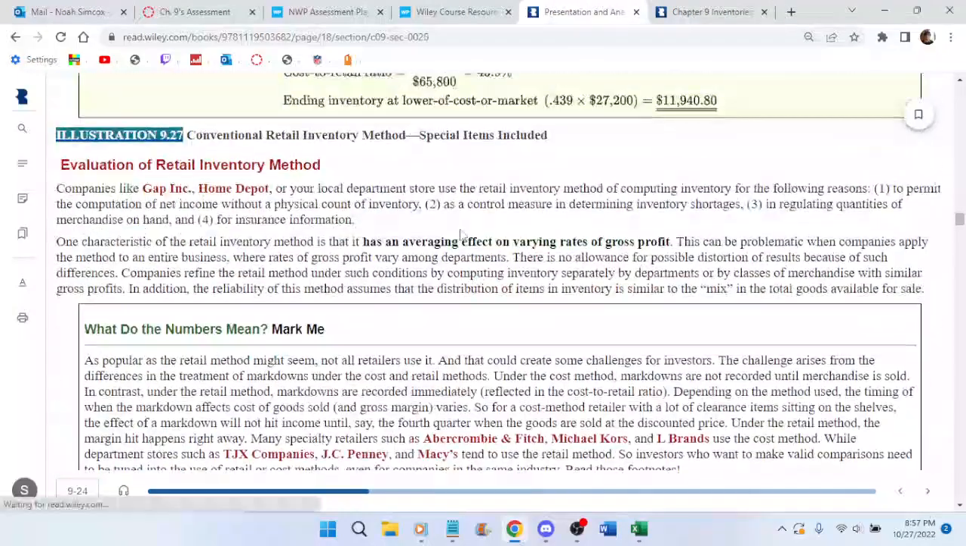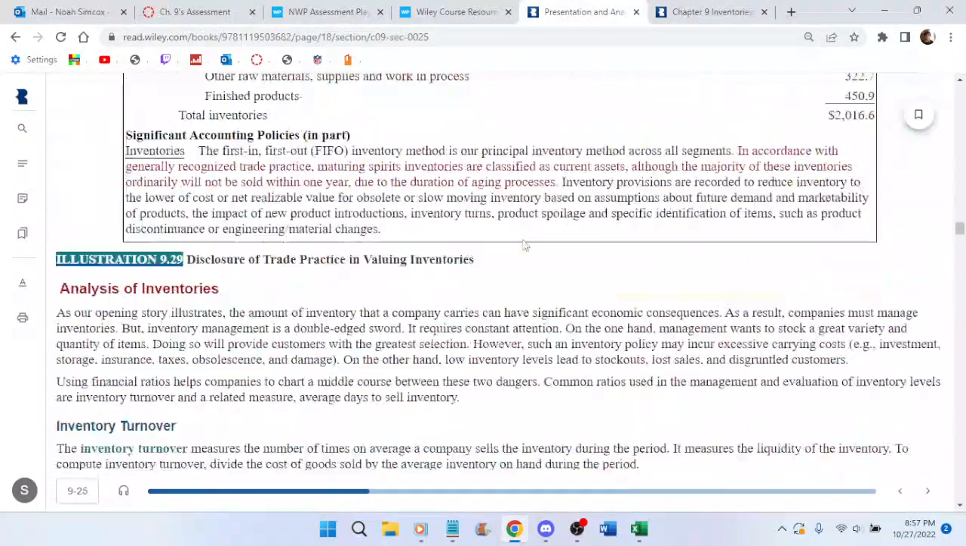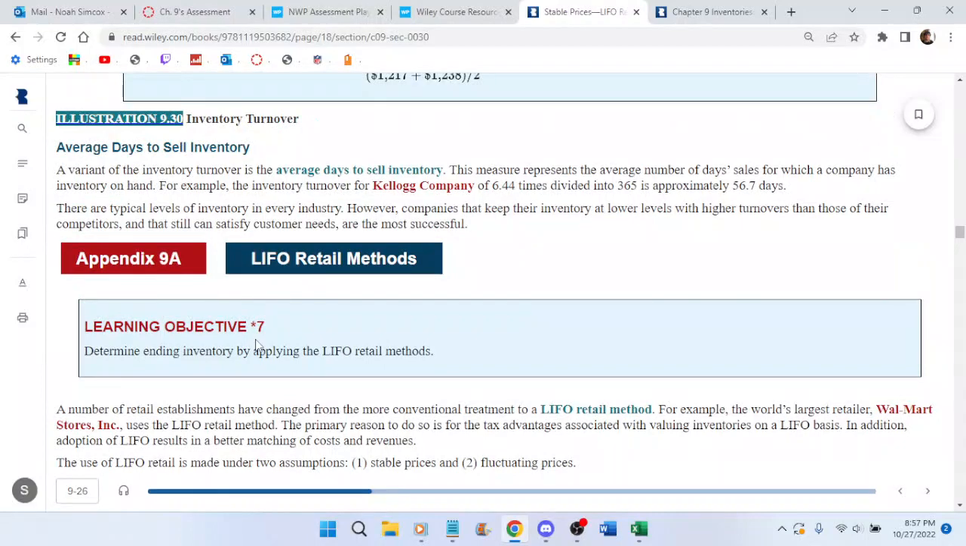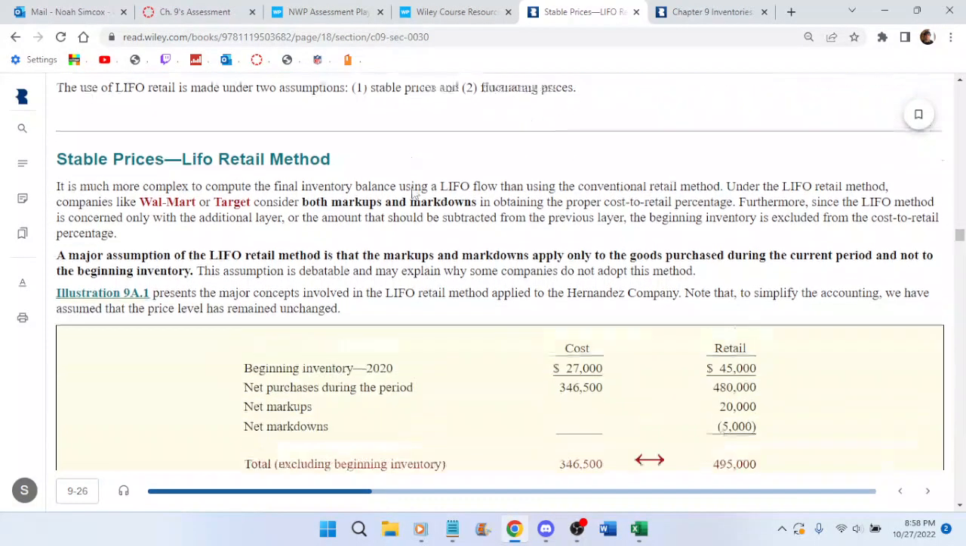Where is it? Oh no, where is it? Oh, it's learning objective 7. Figures, it's already all the way down here. I don't think I even read that section because I thought an appendix was not required. Our professor had us go through that question. Is he going to give us any questions relating to dollar value LIFO? Dollar value LIFO. What? Why do I have so much trouble understanding that concept?